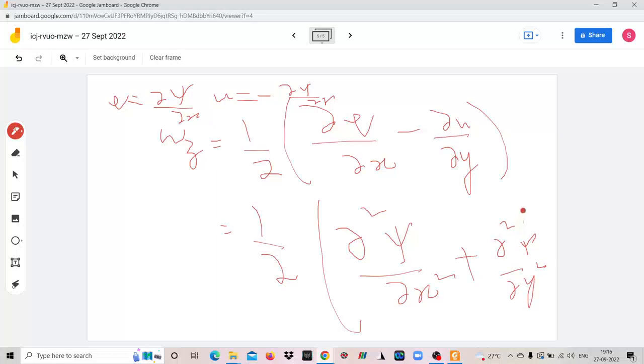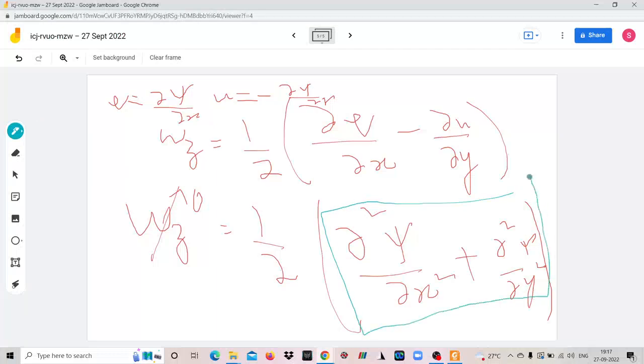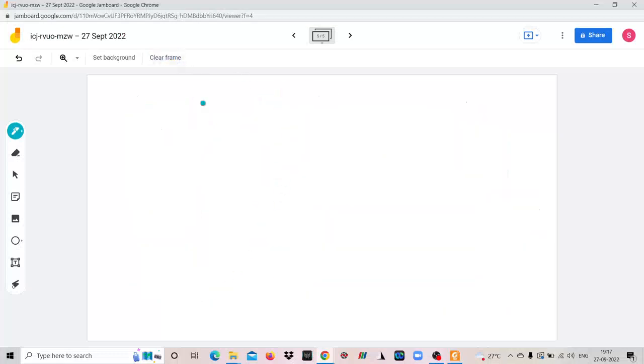Now if there is no rotation, then omega z will be 0, and we can see that del 2 psi del x square plus del 2 psi del y square, for this always to be 0, this particular part should be 0. And this equal to 0 is nothing but the Laplace equation, that is del 2 psi equal to 0. So if it satisfies the Laplace equation, then it is a possible case of irrotational flow.